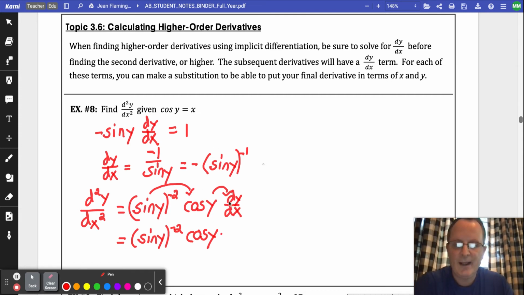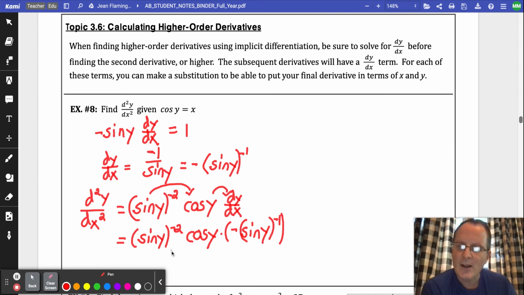Dy dx, we just found it to be negative. I'm just copying what I wrote down right here, that we already found. So dy dx is this. So that's going to be negative sine y to the negative 1. Okay, there we go. So if I keep going, maybe let's move up here then.